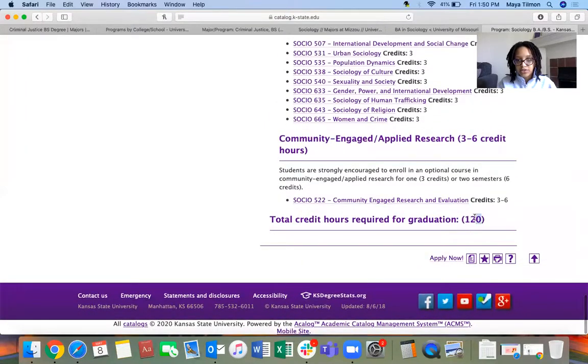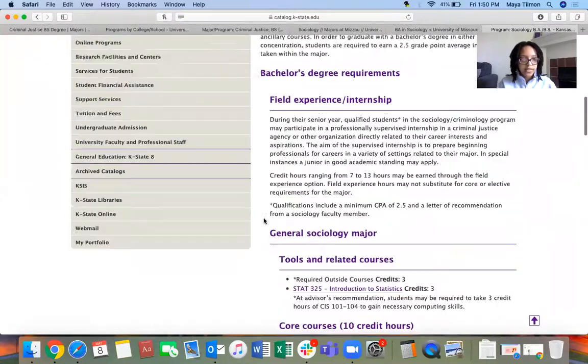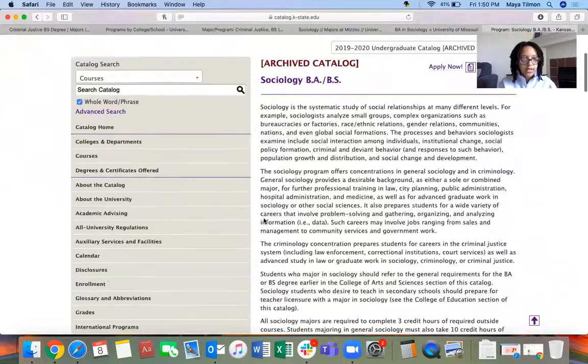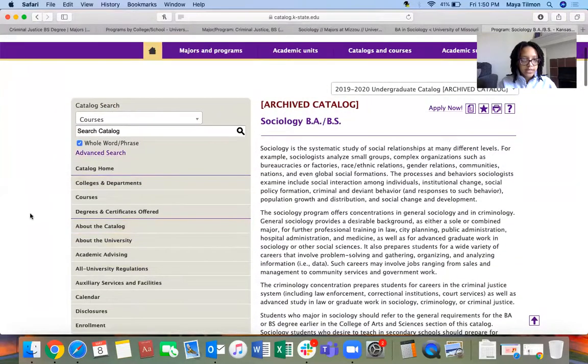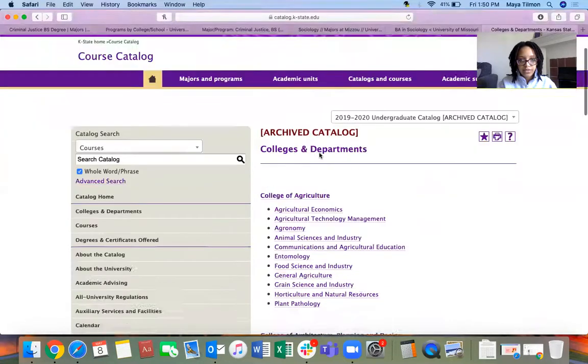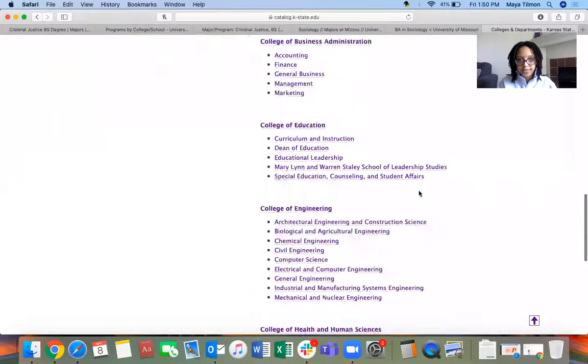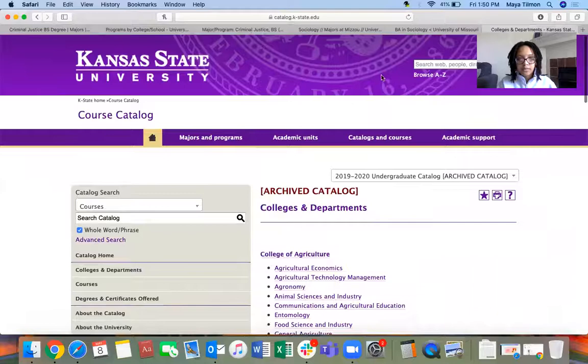Then that 120, so very common number to get to the end of your college career with 120 credits. That is usually what you're gonna have to do. So K-State's catalog is pretty much the same. You can just go and look at it. So colleges and departments should bring you up with all the different majors and all the different departments. So very similar across the board.